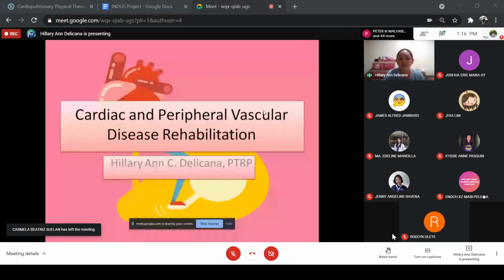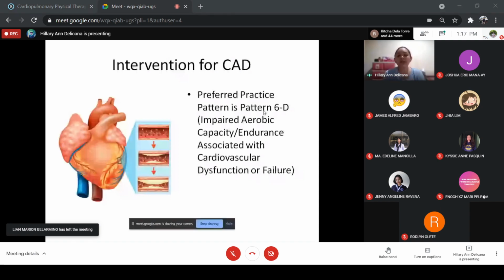Okay. So for this afternoon, we're going to talk about your cardiac and peripheral vascular disease rehabilitation. First off, we're going to focus more on your cardiac rehabilitation or cardiac physical therapy. The most important is the intervention for coronary artery diseases. The preferred practice pattern for this disease is pattern C6D, or impaired aerobic capacity endurance associated with cardiovascular dysfunction or failure. So more on building of the cardiovascular endurance, or the VO2 max, or the maximum oxygen uptake of your patient. So the preferred practice patterns for coronary artery diseases are centered there.